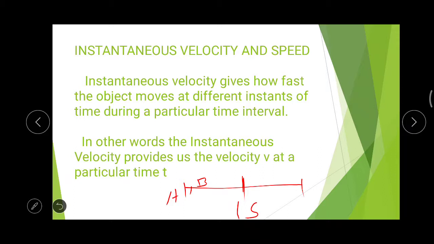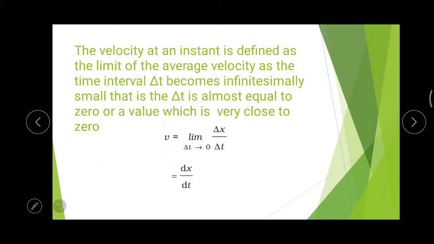Now let us go to the next slide. The velocity at an instant is defined as the limit of the average velocity as the time interval delta t becomes infinitesimally small. That is, delta t is almost equal to 0, or a value which is very close to 0.